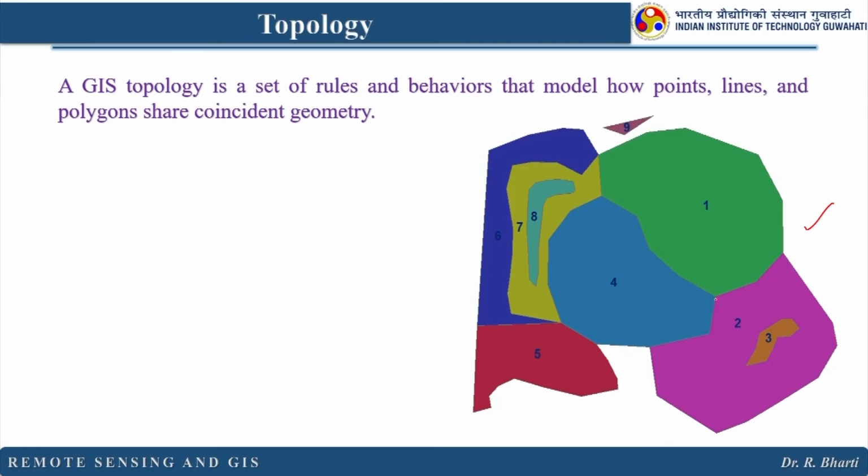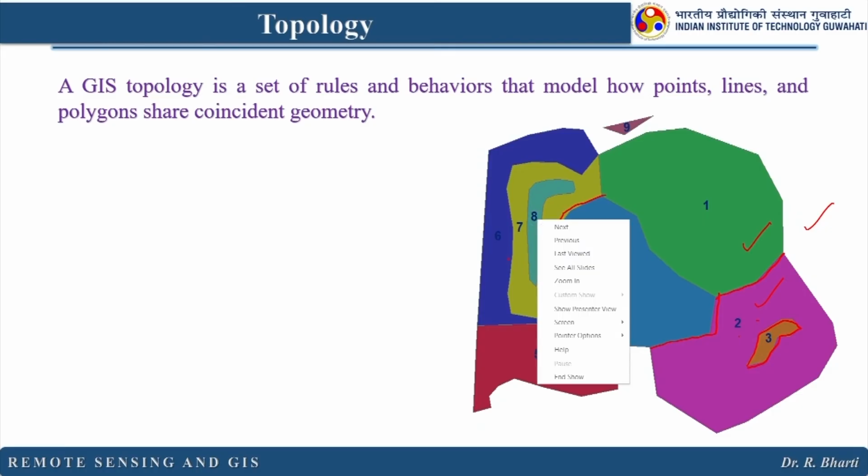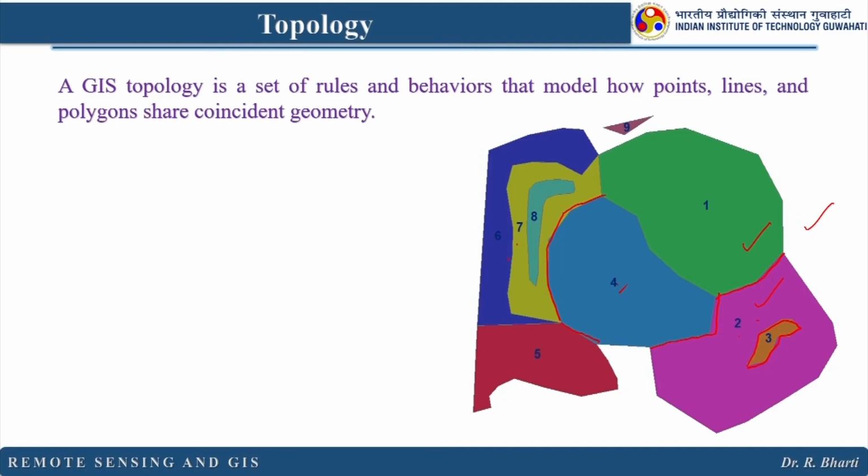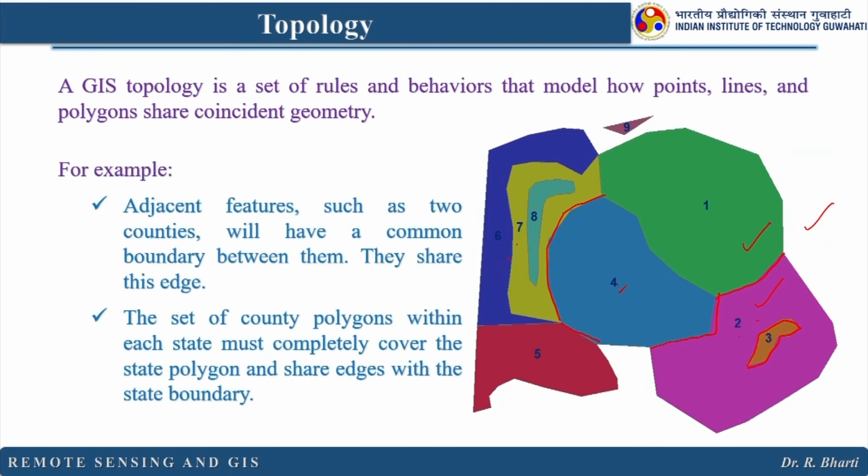Now you can see this particular edge, this is shared between 1 and 2, and this particular 2 is sharing this boundary with 3. So how exactly are we saying that this line is shared between 1 and 2, and this line is shared between 4 and 2, this line is shared between 4 and 5, and this line is shared between 4 and 7, and 8 is inside this 7, or 7 is sharing the right hand side of the 6. So all these location parameters, how do we define? We need this topology to define the area or a point where exactly they are and how they are placed.